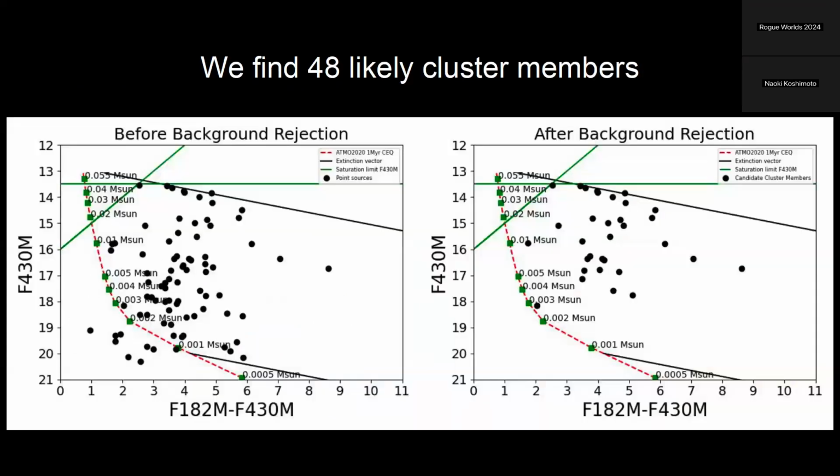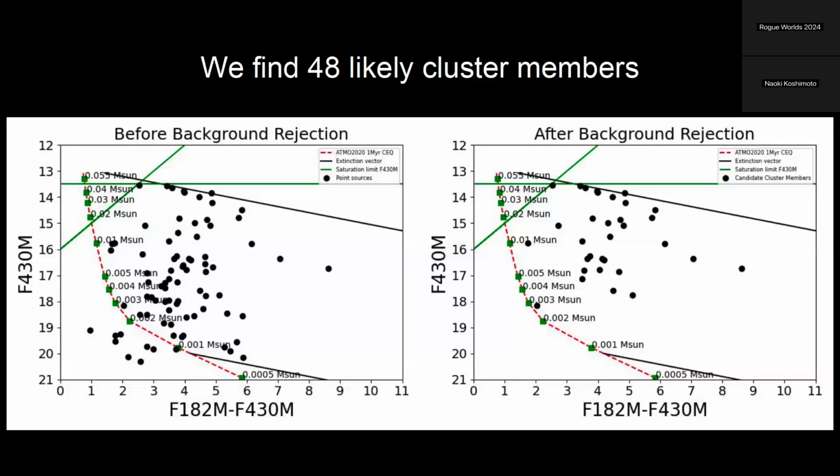So from our 100 sources, we identified 48 likely cluster members and 52 likely background objects. On the left is that color magnitude diagram I showed you before, and this was before we did our background rejection. And on the right, this is after we do our background rejection. So you can see that most of the things that were identified as likely background objects are either very faint or pretty blue, or I guess not very red. And that would be expected. A lot of these things that you might say are a Jupiter mass thing are probably background objects, unfortunately.